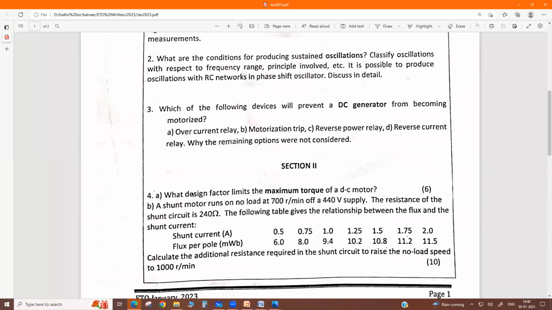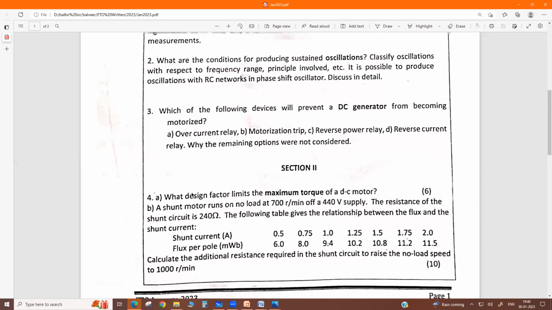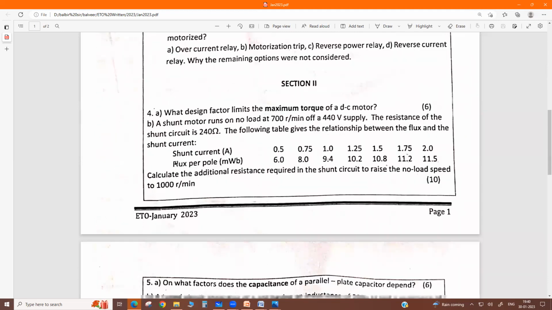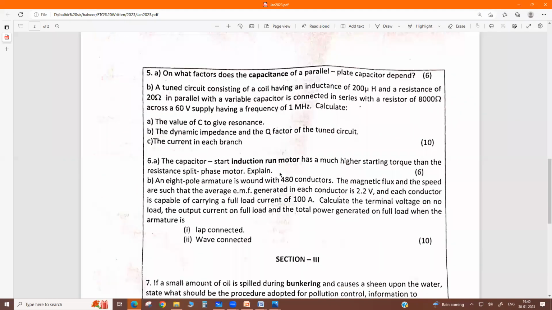Sixth question maybe. Yeah, a capacitor start induction motor has a much higher starting torque than resistance split phase. So this is the question from the single phase induction motor, okay? So there are resistance split phase, capacitor start, capacitor run, different types of motors, no?